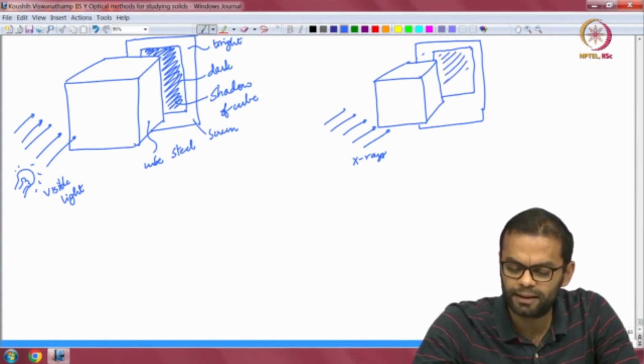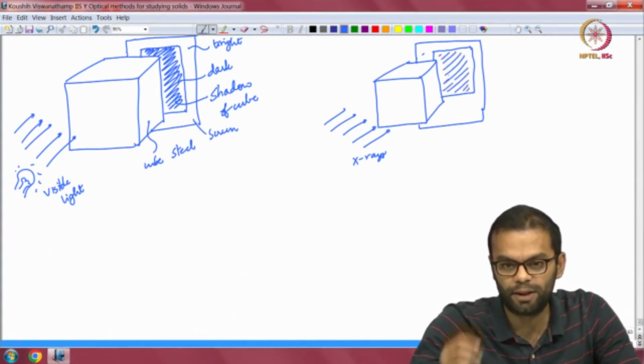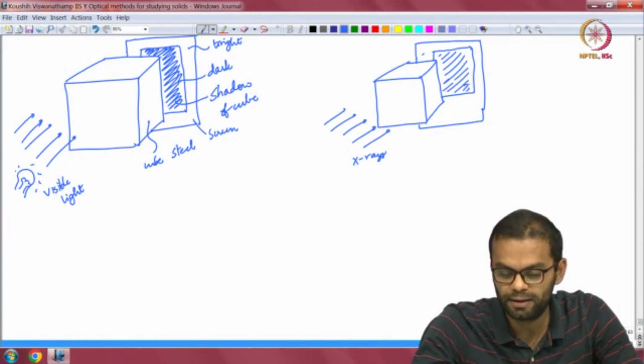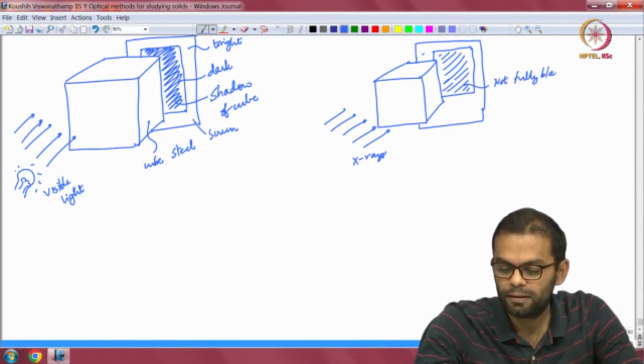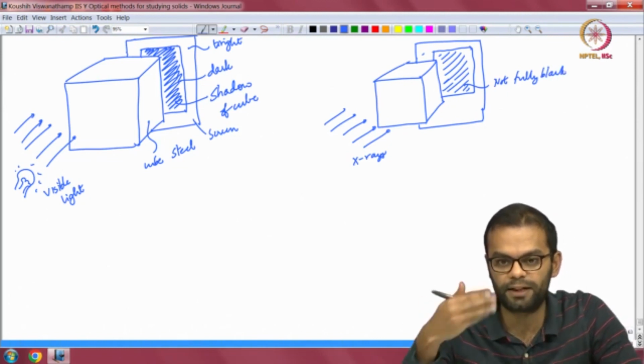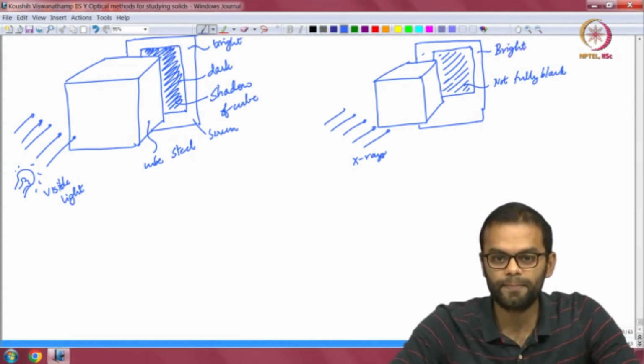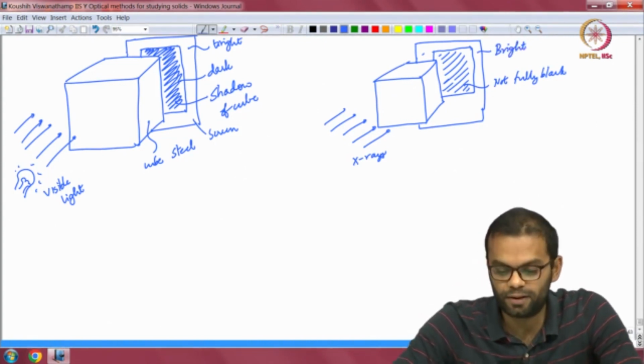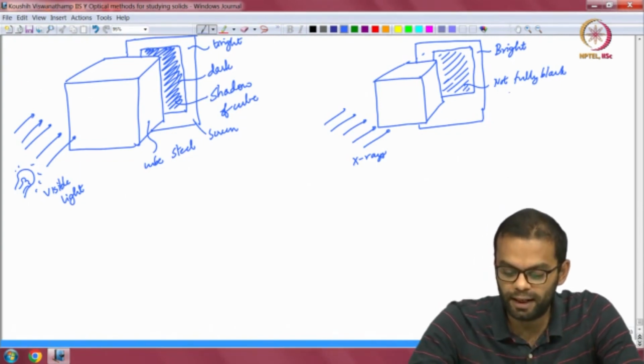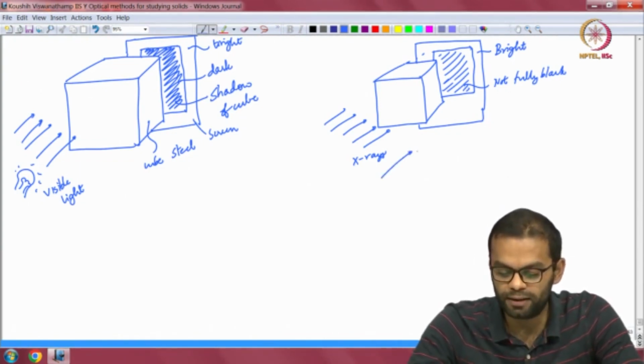you will see something that is reasonably hazy, but not quite black. This is not fully black, but only partially, it is grey, let us say. This is all white or bright, but this is not fully black, and the reason it is not fully black is because the light that is coming in, part of it is of course reflected.